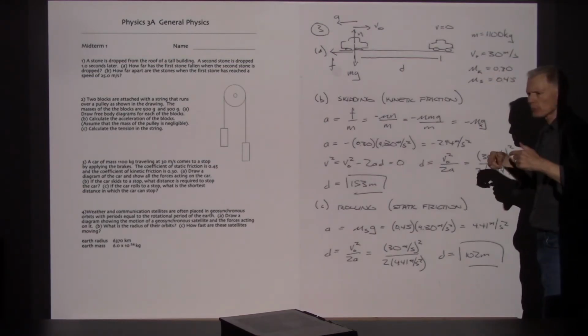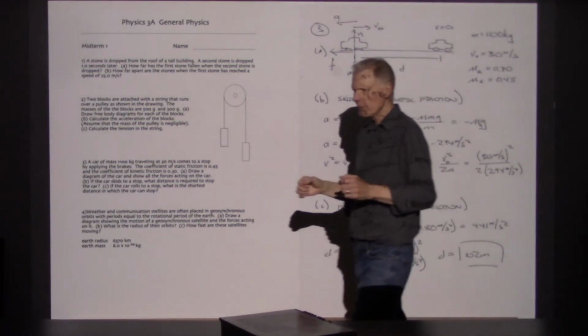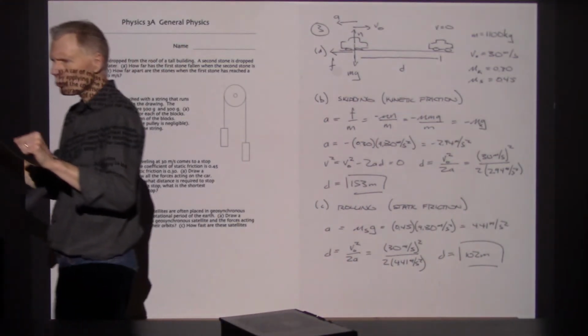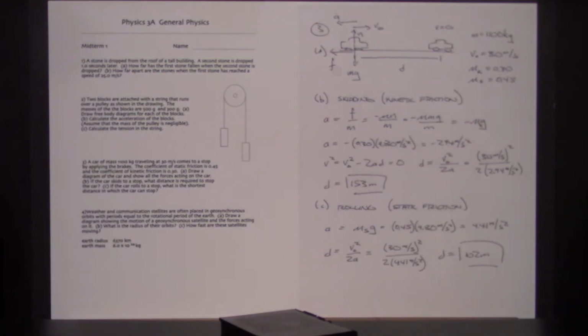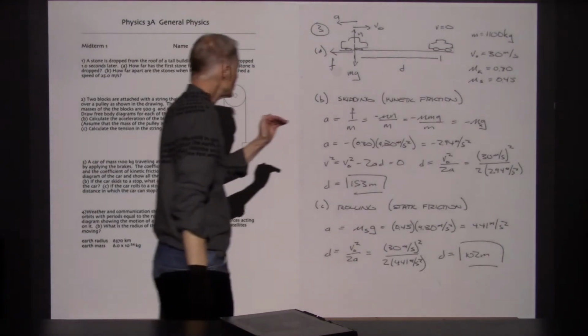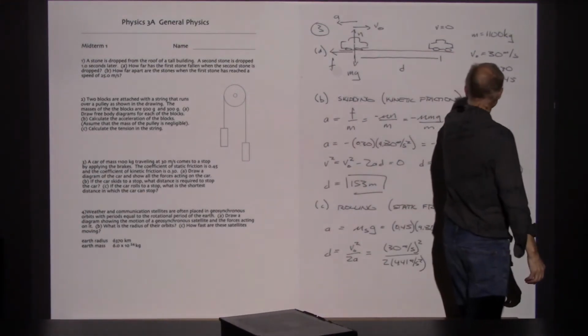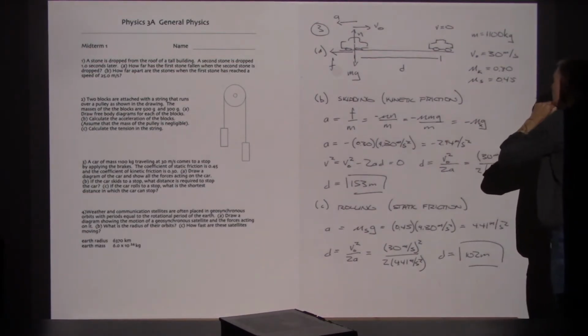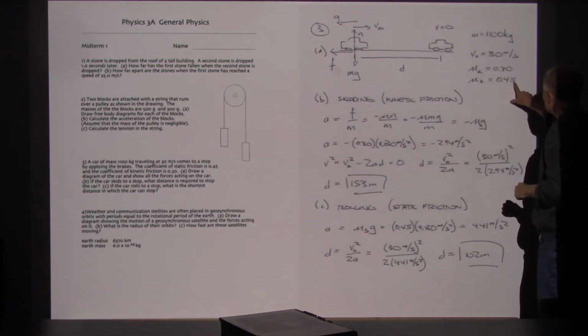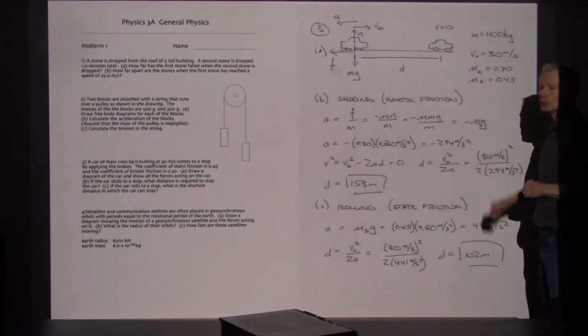Now, if we use the brakes properly, which means we put the brakes on right up to where we're using near the maximum static friction, let's use the coefficient of static friction, 0.45. That should slow us down better than trying to slide to a stop.